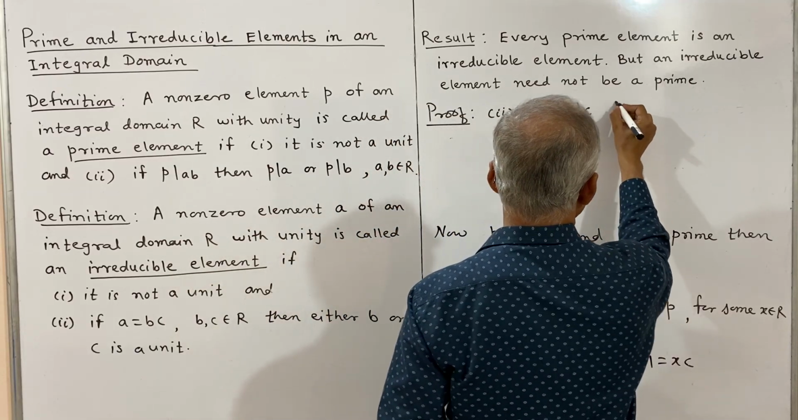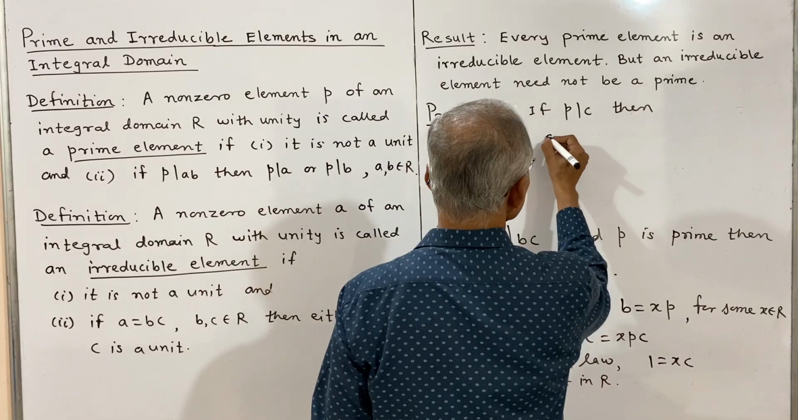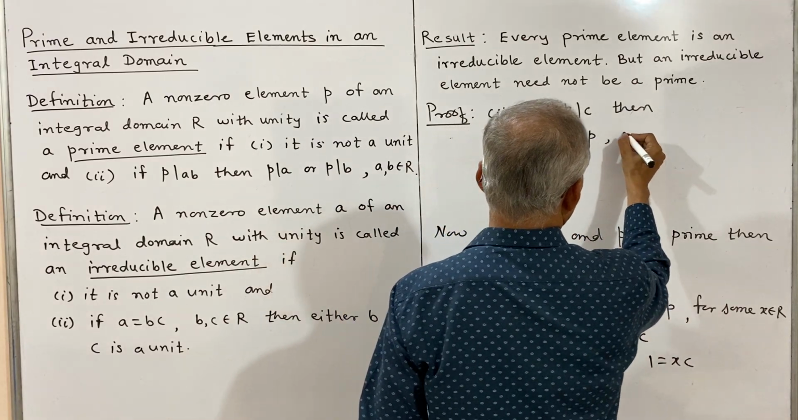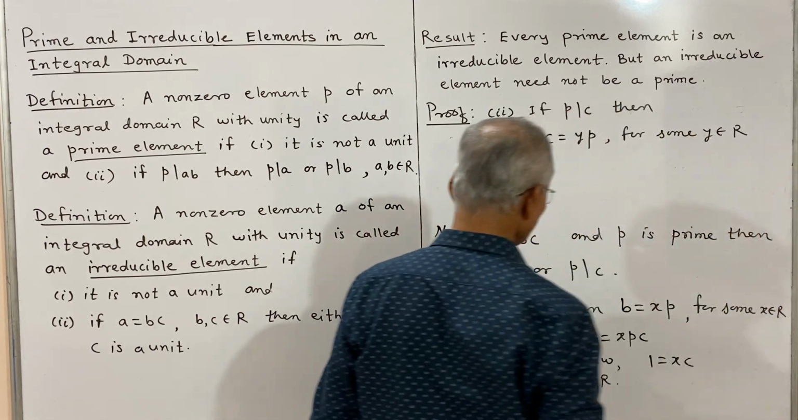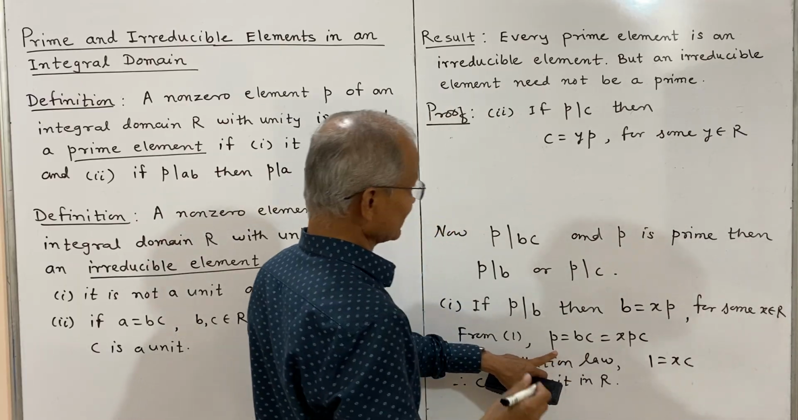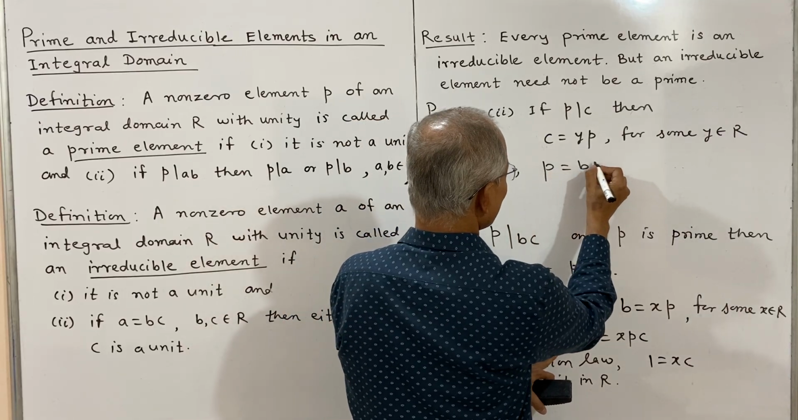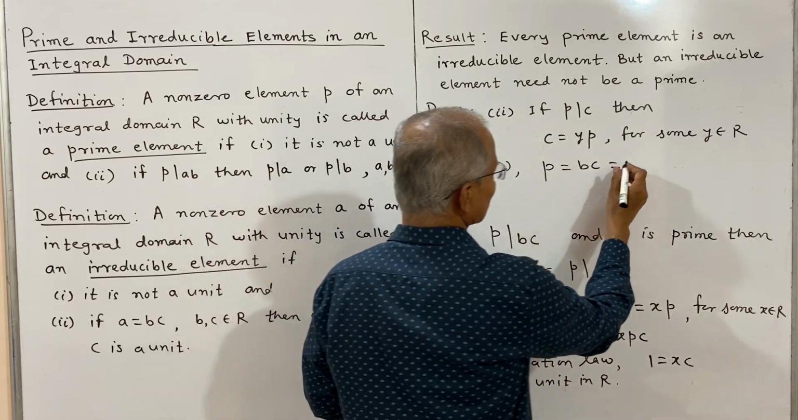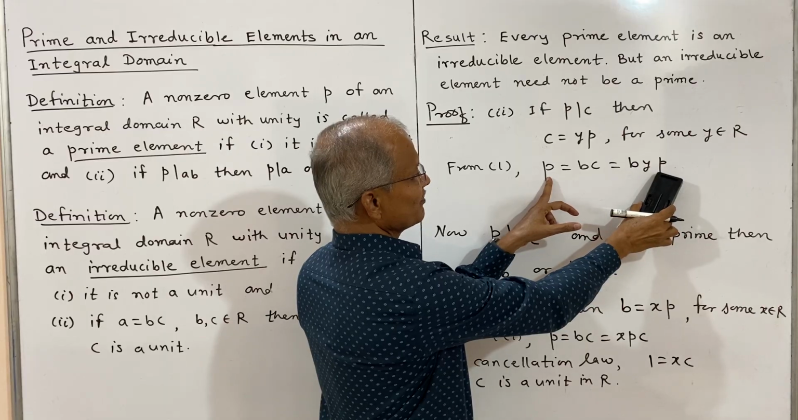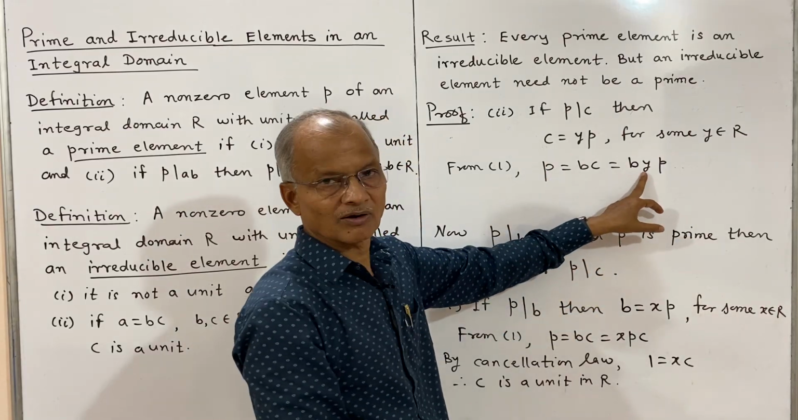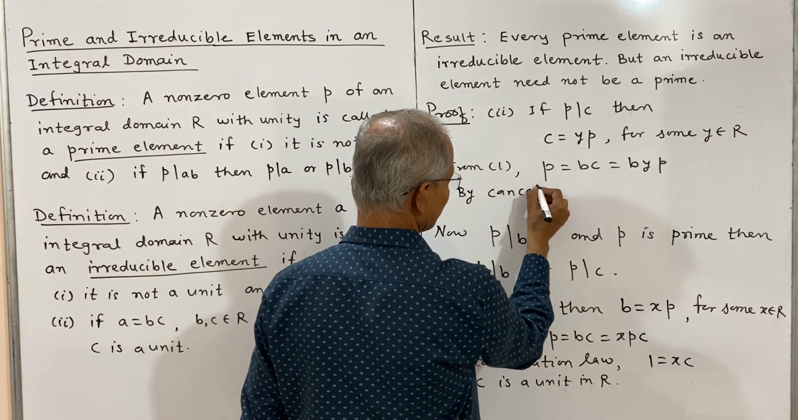If P divides C, then C is also a multiple of P. Then C is equal to Y times P for some Y belonging to R. And again from 1 we have P is equal to B into C. Now C is Y into P, so this will be B, Y, P. From this relation we can cancel P, and we get 1 on the left and BY on the right side, since the cancellation law holds in an integral domain.